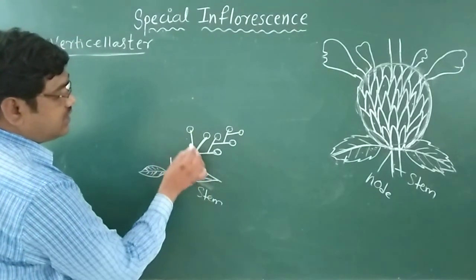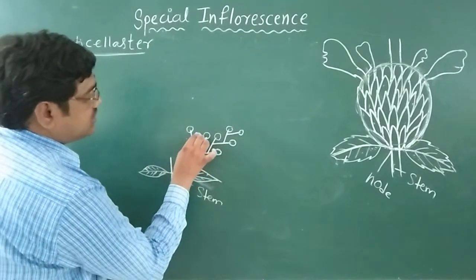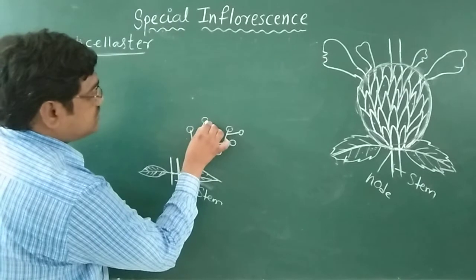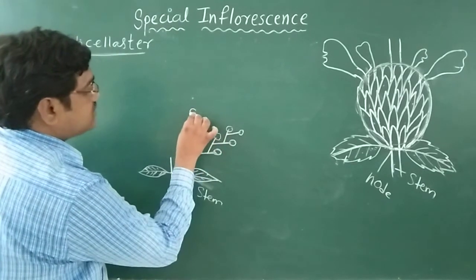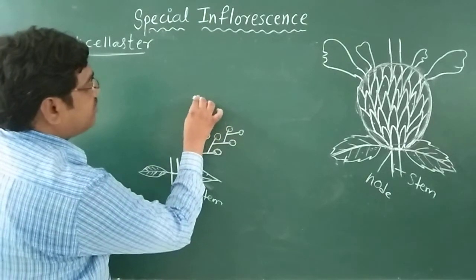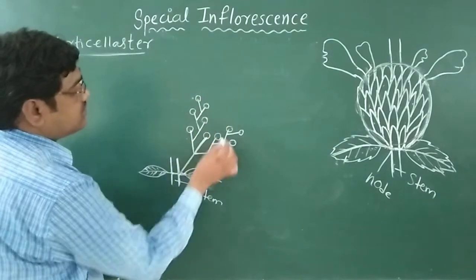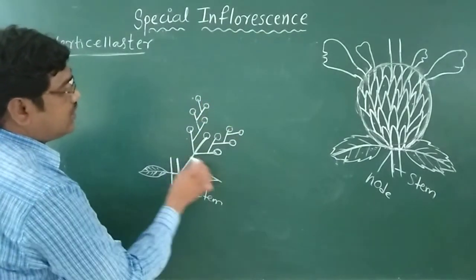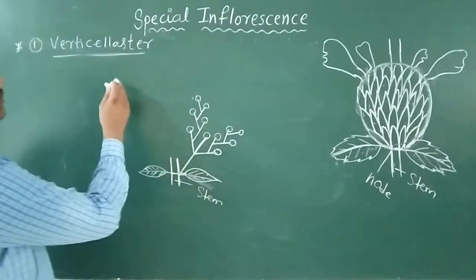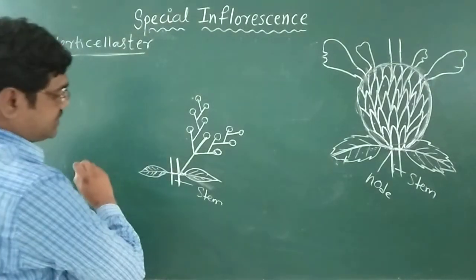This side is also one monochasial cyme. In this monochasial cyme, again the flowers are arranged in the scorpioid manner. What is the scorpioid manner? It means the flowers are arranged in the opposite direction. So these are the characteristic features of the verticillate aster inflorescence.